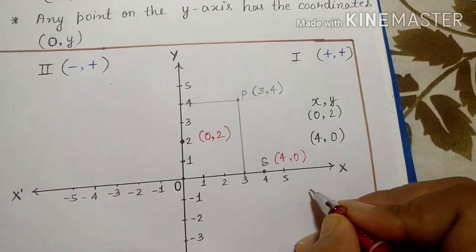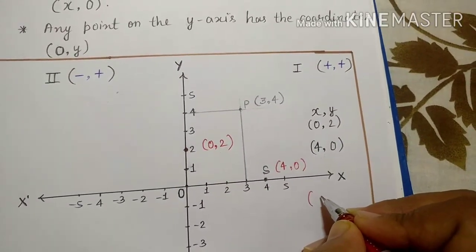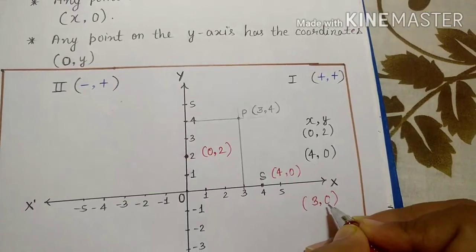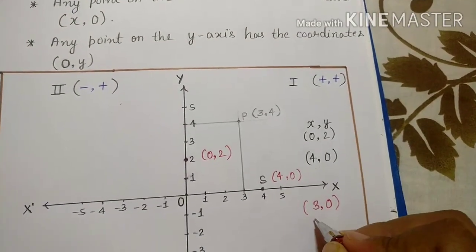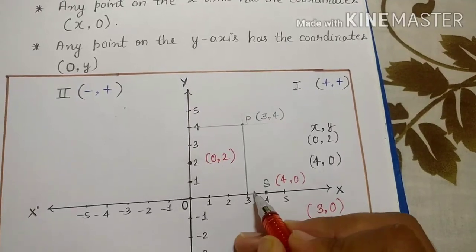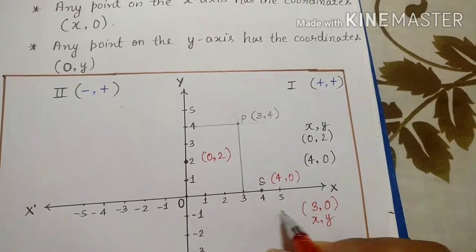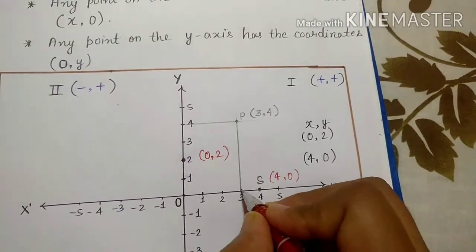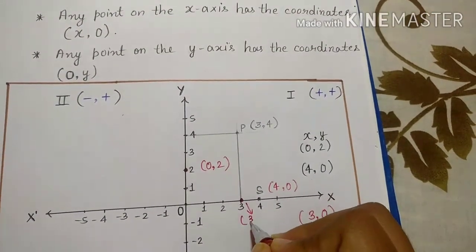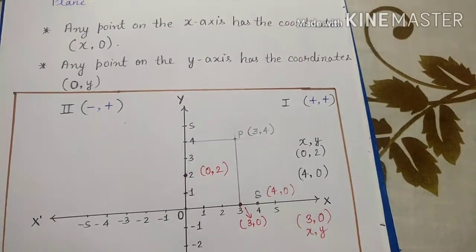Suppose one more point is there. You can say (3, 0). Now just see, this is x and this is y. What is x here? x here is 3. And what is y here? y is 0 here. It means we can show this point here only. This one, (3, 0). It is clear to you now.